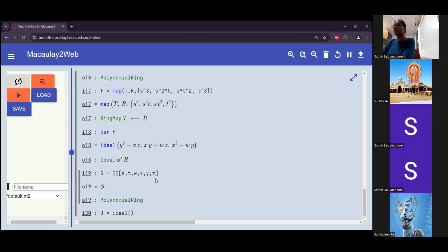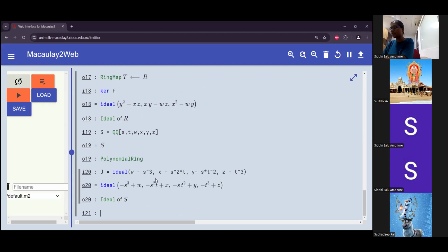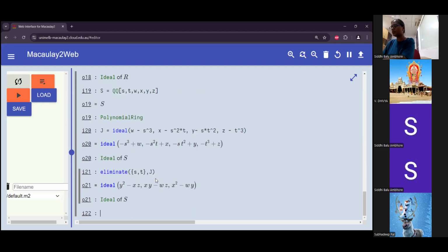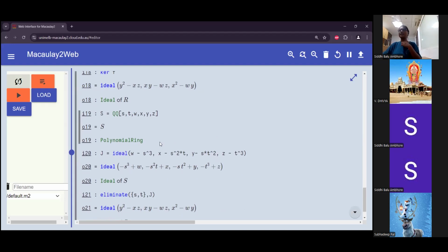All the variables minus, so W minus S cube, X minus S square star T, Y minus S star T square and Z minus T cube. I hope no error. Okay, so far it looks correct. And now I'm eliminating this S comma T from my ideal J. And I'm getting this ideal, and these two are again the same ideals, you can see here.